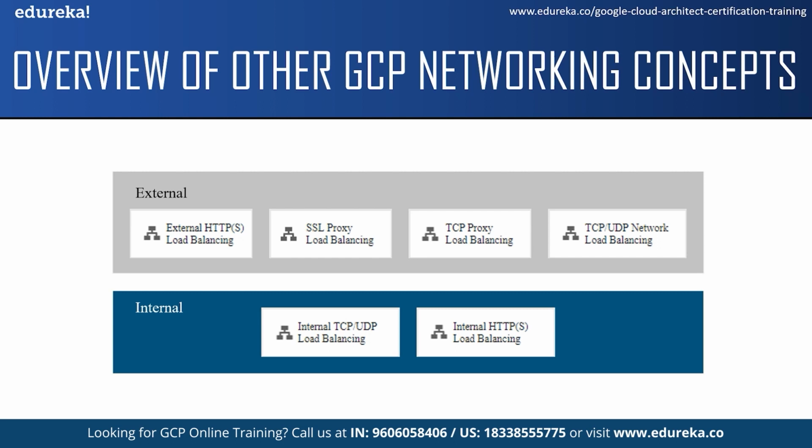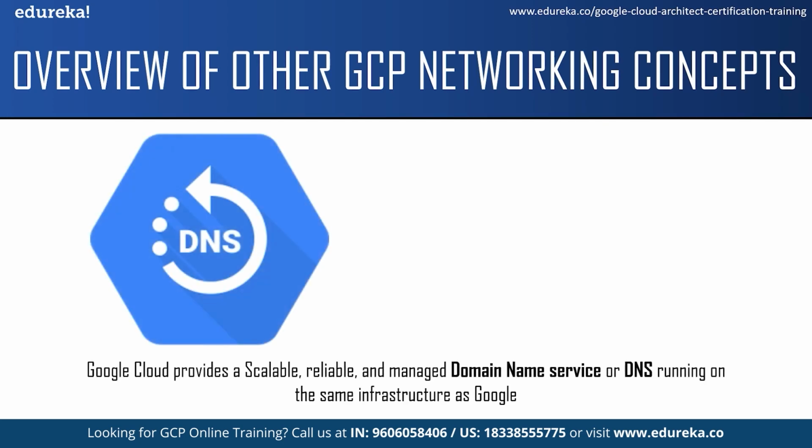And the last factor you need to keep in mind is the type of traffic that you need a load balancer to handle, such as HTTPS, TCP, or UDP traffic. Now this was a brief information about Google Cloud Load Balancing. Let us move on to the next topic and understand what is Cloud DNS service. Google Cloud provides a scalable, reliable, and managed domain name service or DNS running on the same infrastructure as that of Google. But before we get into Cloud DNS, let us understand what DNS is.